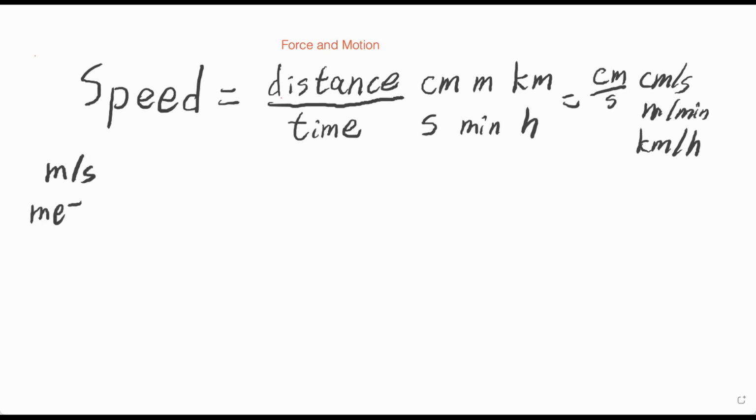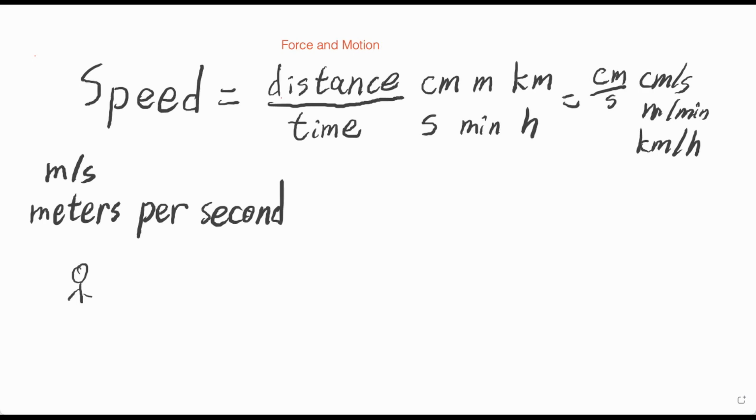This is the most convenient and also most frequent use of speed, as most objects in our daily life travel at a speed of meters per second. An example of such a movement would be perhaps a car or a runner. So let's use the runner as an example.